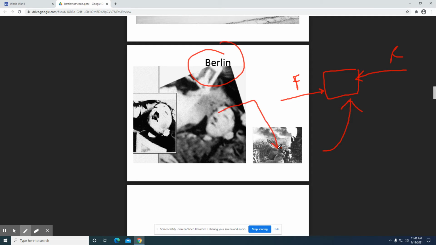Notice the Soviet Union is putting their flag in the capital of Berlin. Hitler is going to commit suicide, signifying that Germany is out of the conflict. I also want to point out that Italy was already out of the conflict at this particular point.